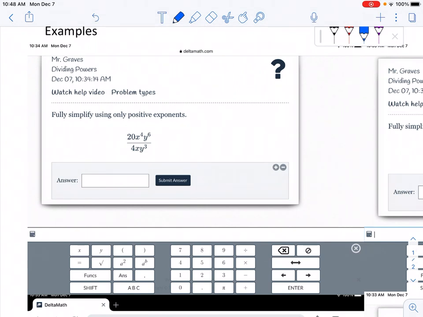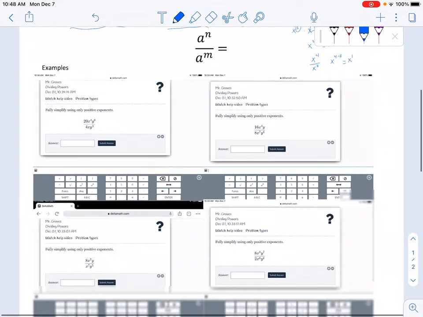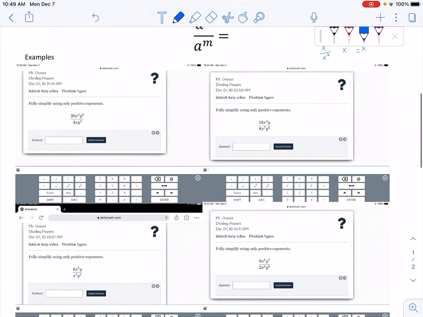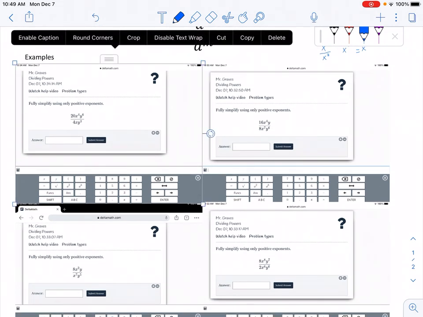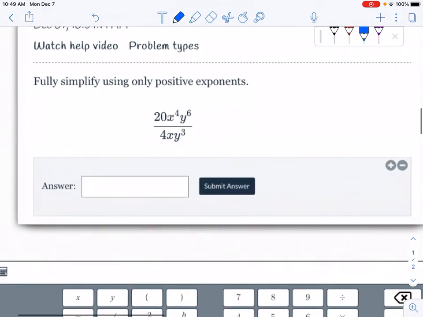This is exactly what you'll be assigned, which is nice, okay? So what I'm showing you here is what you're going to be working on in Delta Math as they give it to you. So we always want to first reduce bases if we can.